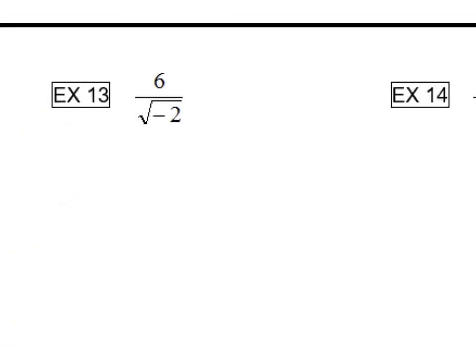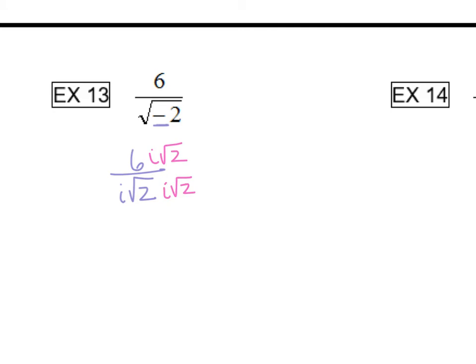All right, next example. Here we have a radical, but it's the square root of a negative number. So remember, if you square root a -1, you get I. So really what we have is 6 over I times the square root of 2. Well, we don't want the I and we don't want the square root of 2. So let's multiply the top and bottom by the I and the square root of 2.